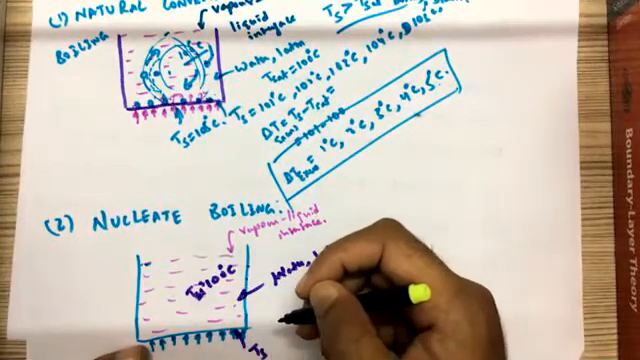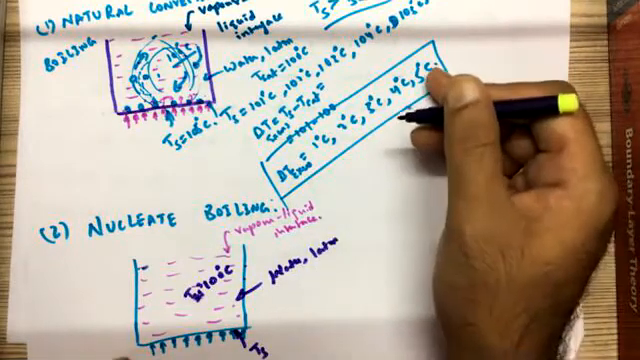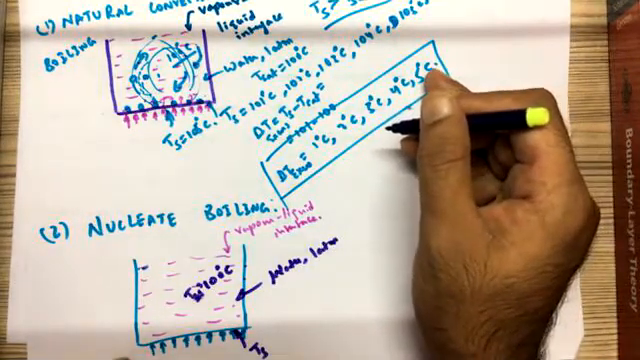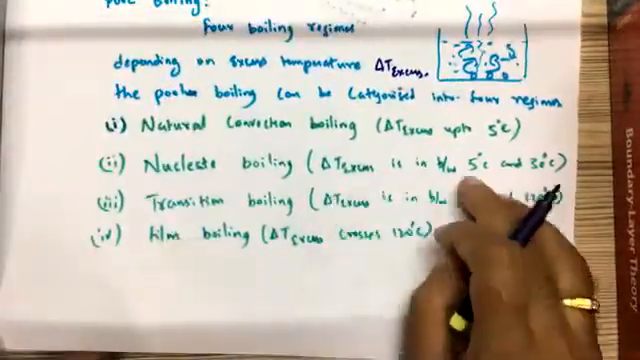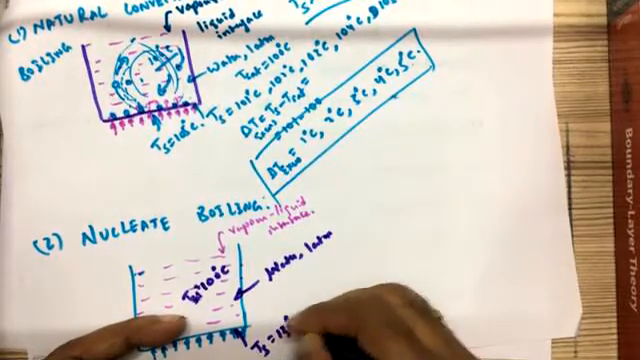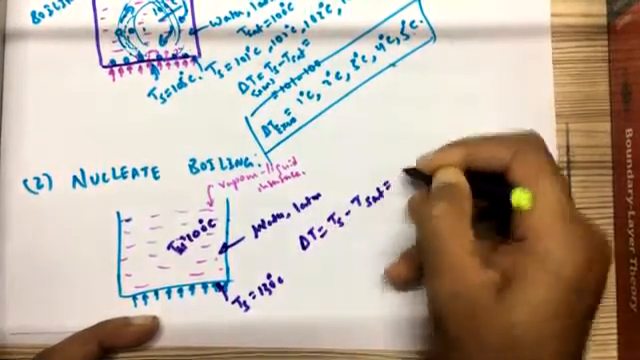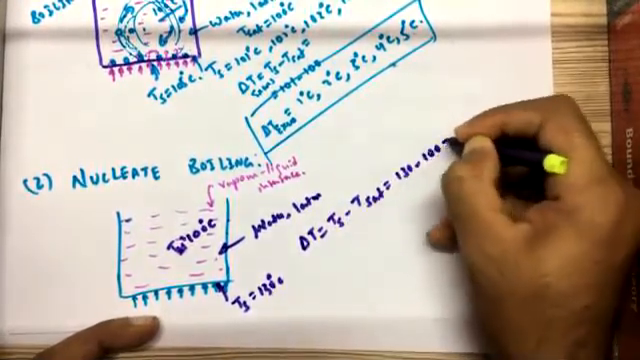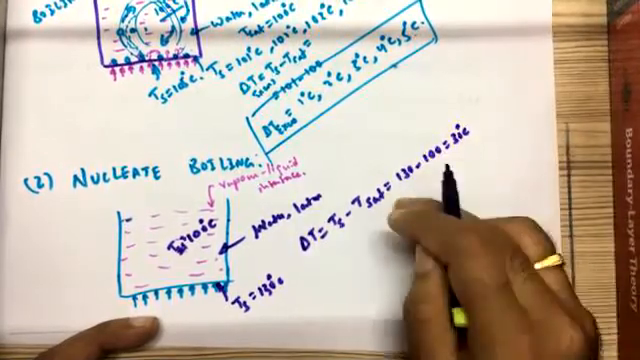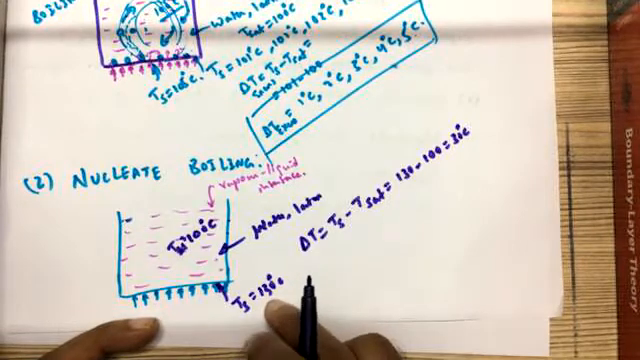Now, what happens if the delta T is more than 5 degrees Celsius? For nucleate boiling, the delta T is in between 5 degrees Celsius and 30 degrees Celsius, that means until the surface temperature reaches 130 degrees Celsius, then delta T would be Ts minus Tsat, that is 130 minus 100, that is 30 degrees Celsius. Surface temperature could be anything in between 105 and 130.